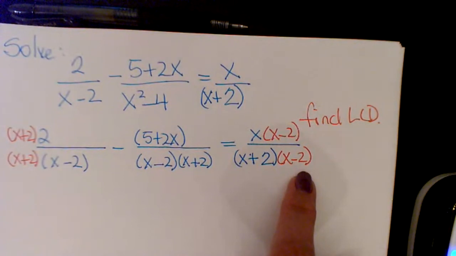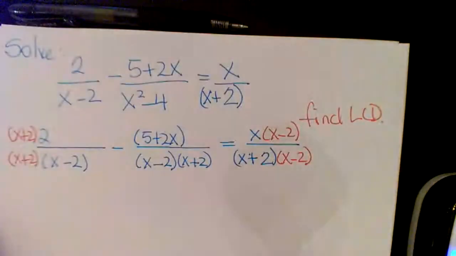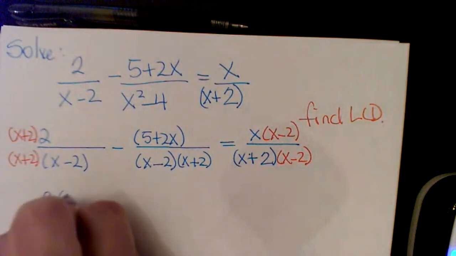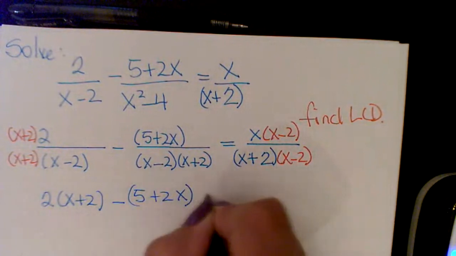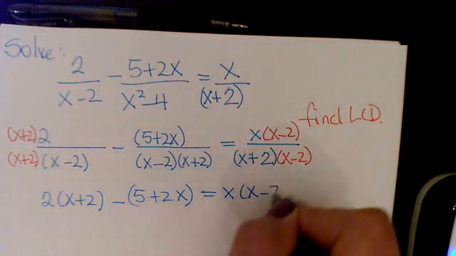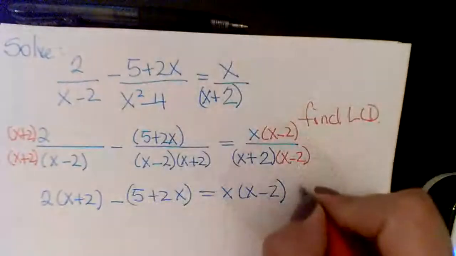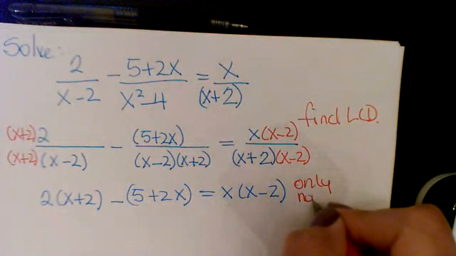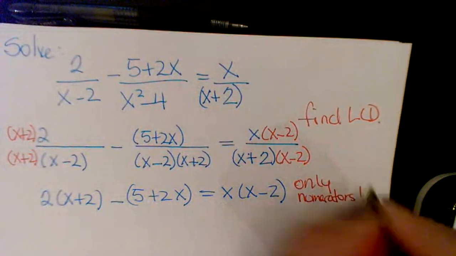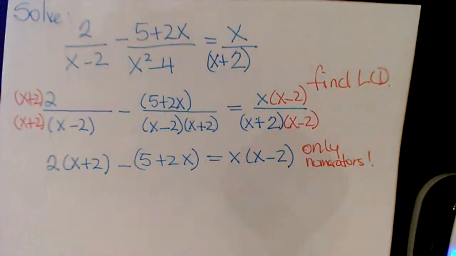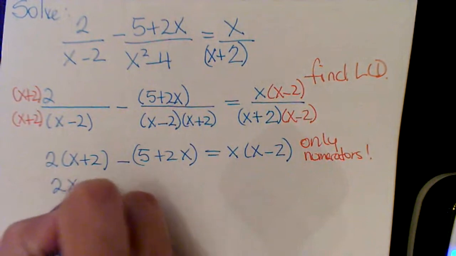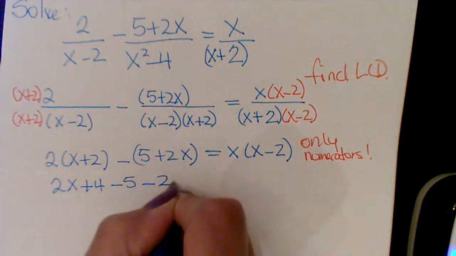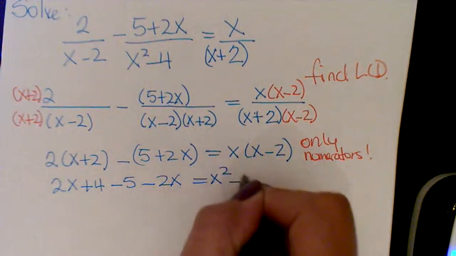And we're only going to be considering the numerator. So what we have is 2 times x plus 2, minus 5, plus 2x and x minus 2. Only numerators, okay? Now, let's do the distribute here. So we have 2x plus 4 minus 5 minus 2x, x squared minus 2x.